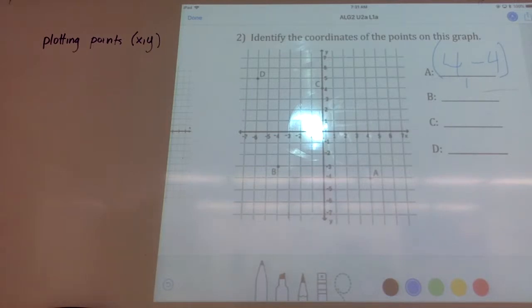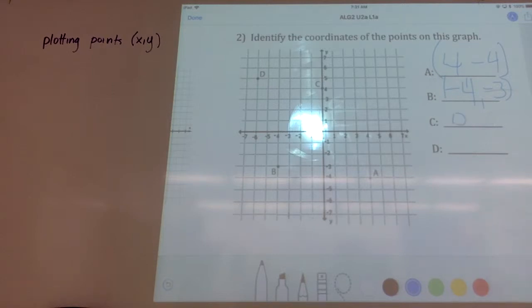How about point B? Perfect. -4, -3. C. What happens if we don't go left or right at all? 0, and then up 4.